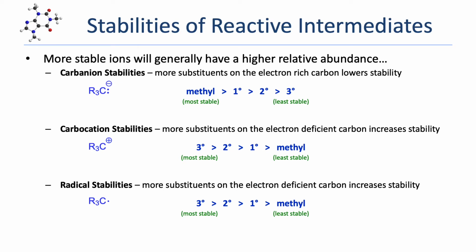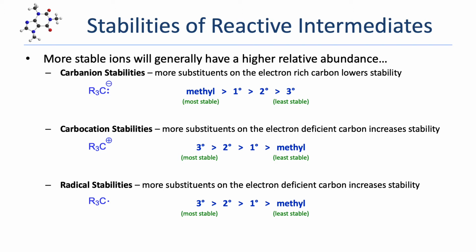So, how exactly does the molecular ion fragment? And why do we see differences in the relative abundance for the different cations? Well, in order to understand that, we need to know about the relative stabilities of different kinds of reactive intermediates.